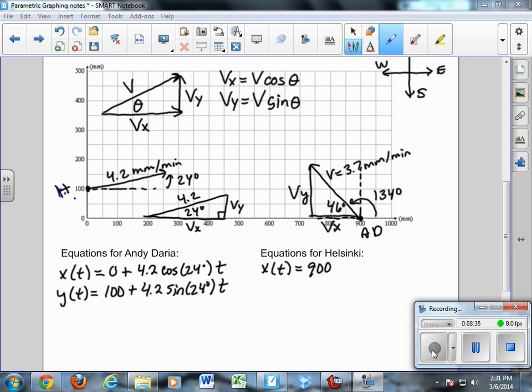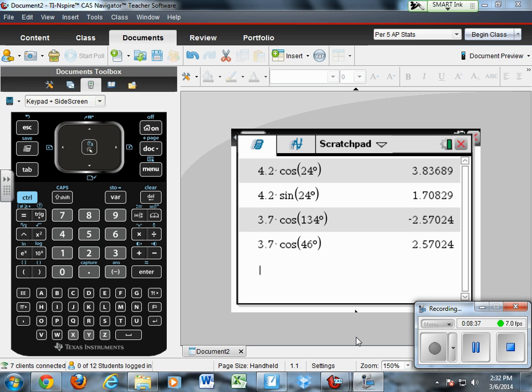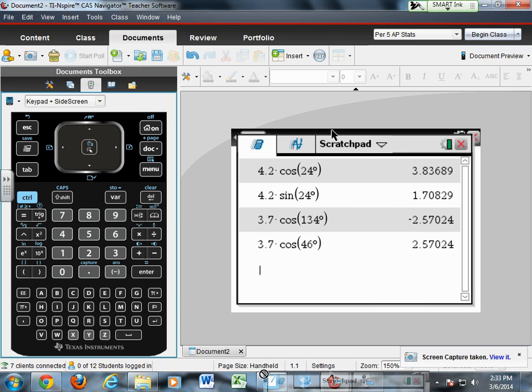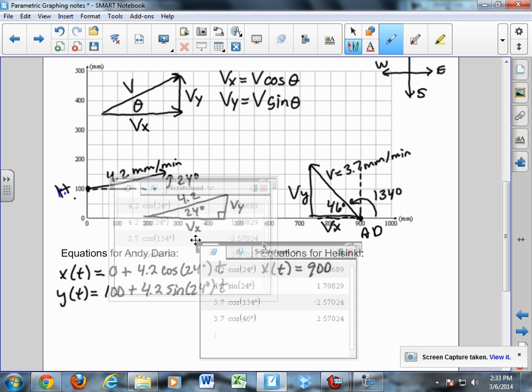Okay, I typed in both equations here, 4.2 cosine of 24, 4.2 sine of 24, so I could get the decimal forms of those directions as well. However, when I type in 3.7 cosine of 134 and 3.7 cosine of 46, the two different angles, notice I get opposite values. So I'm going to drag this over into my notes here, and I want to take a look at this.